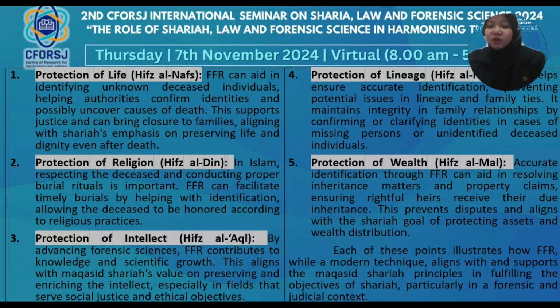Each of these points illustrates how FFR, while a modern technique, aligns with and supports the Maqasid Sharia principles in fulfilling the objective of Sharia, particularly in the forensic and judicial context.